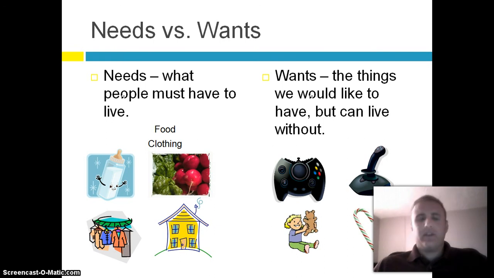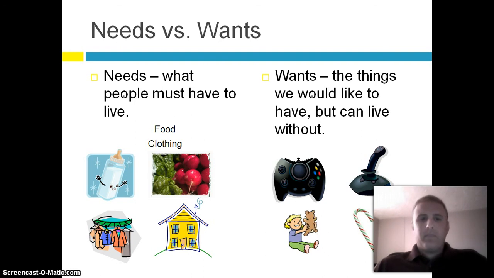What do we want, on the other hand? Things that we would like to have, but we know we probably can live without. Video games. Believe it or not, we can live without video games. We can live without toys for smaller children. We can live without candy or other types of vices that we have. You can live without Twitter or your cell phone if you had to.